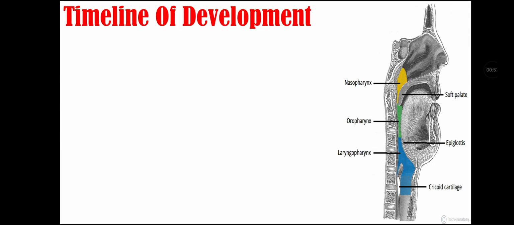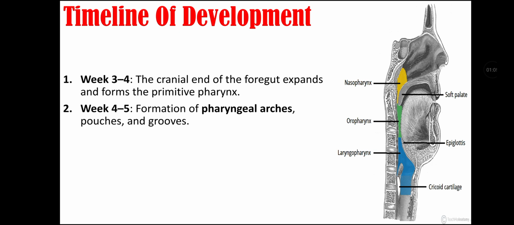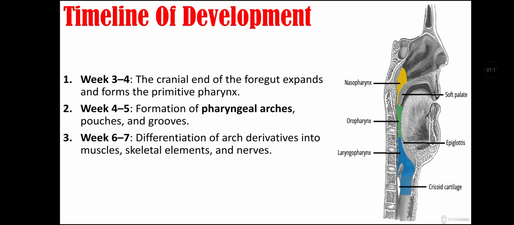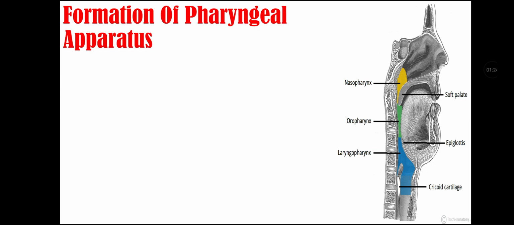Timeline of development of pharynx. It starts from week 3 to 4 when the cranial end of foregut expands and forms the primitive pharynx. During week 4 to 5 there is formation of pharyngeal arches, pouches and grooves. During week 6 to 7 there is differentiation of arch derivatives into muscles, skeletal elements and nerves. During week 8 and afterwards, there is continued growth and maturation of pharyngeal region.